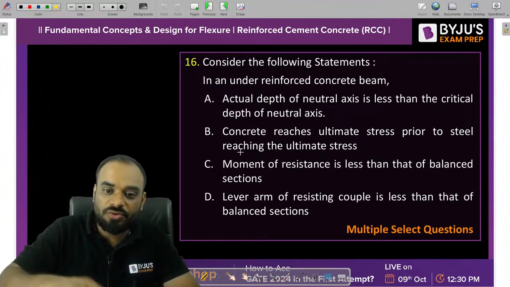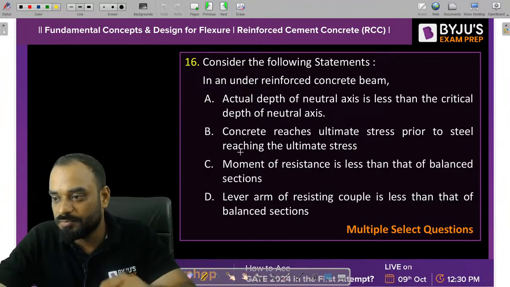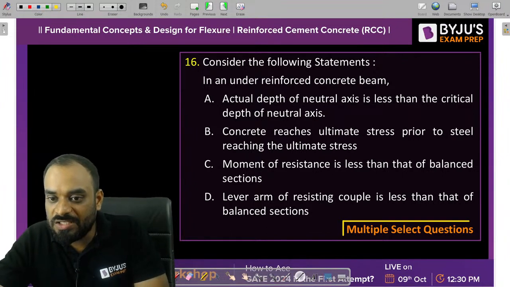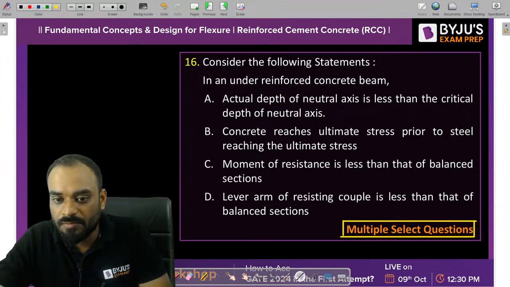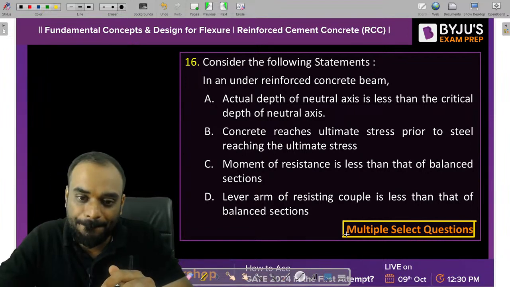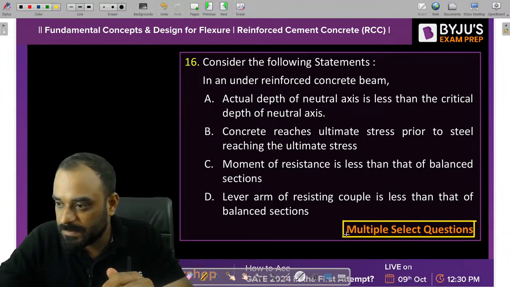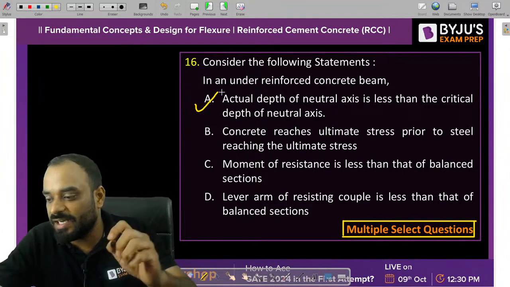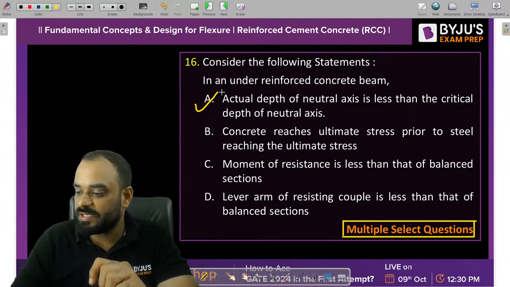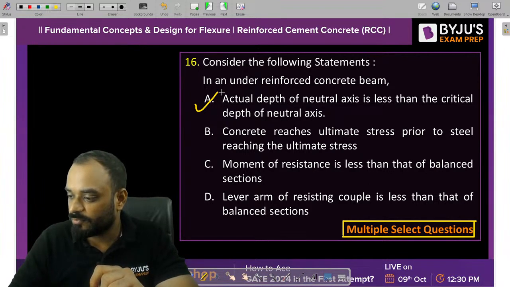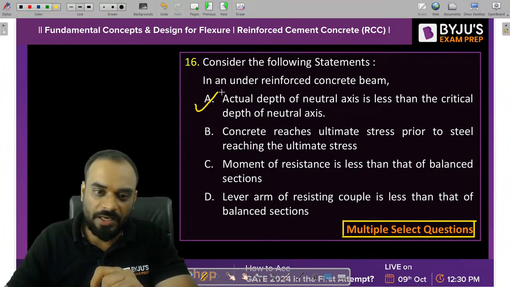Last question of the session, guys, which is MSQ. In case of under reinforced section, tell me, guys, which of the following statements are correct? The actual depth of neutral axis is less than the critical depth of neutral axis. It is correct. The first statement is correct, yes or no? A is correct, very nice.